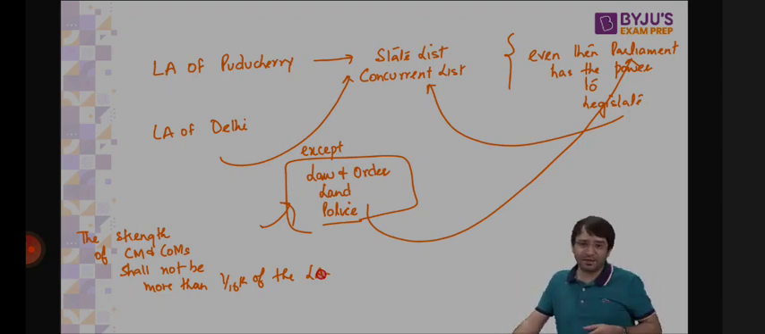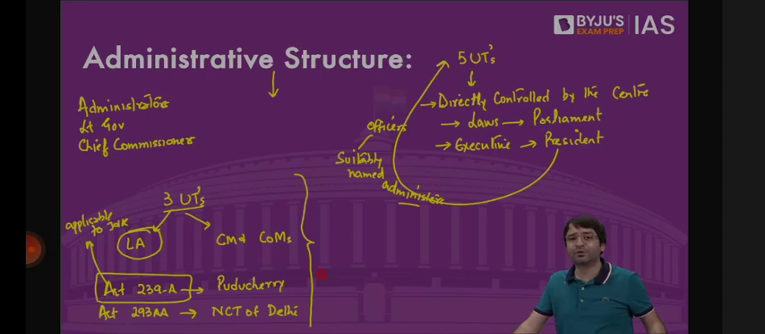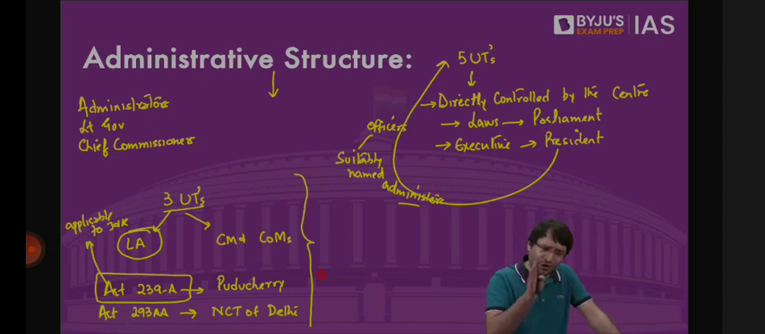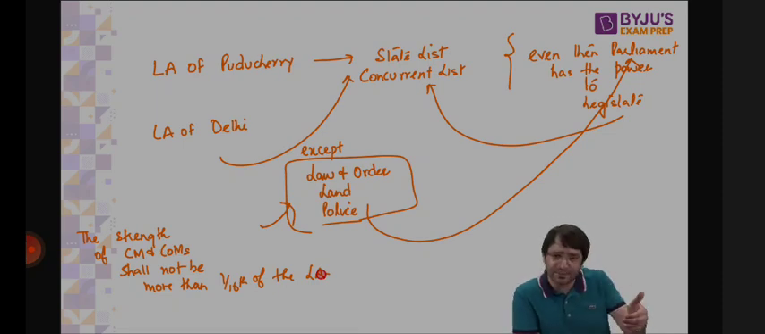7 is 1/10 of 70. That means there is no uniformity in the administrative structure when it comes to these union territories. For 5 union territories, they are directly controlled by the center, laws passed by the center, governance is done by the center. But there are 3 union territories which have some form of democracy. That means they will have their MLAs, they will have their ministers and chief ministers as well. But even then, the ultimate control is with the center. Why? Because these are union territories.